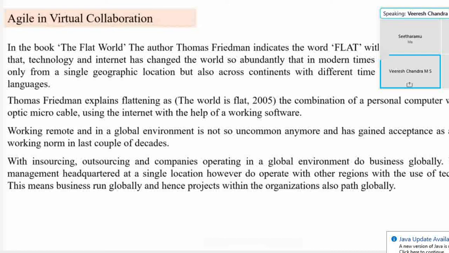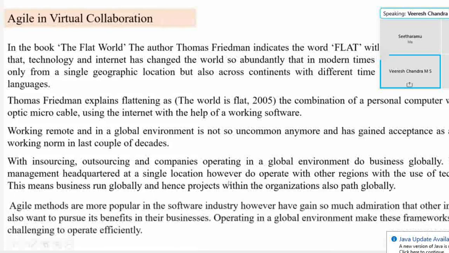With insourcing, outsourcing, and companies operating in a global environment, they do business globally with the management headquartered at a single location. That is, the management, let us say, is headquartered in London. They operate with other regions using technology. So this means business runs globally, and hence projects within the organizations also run globally.